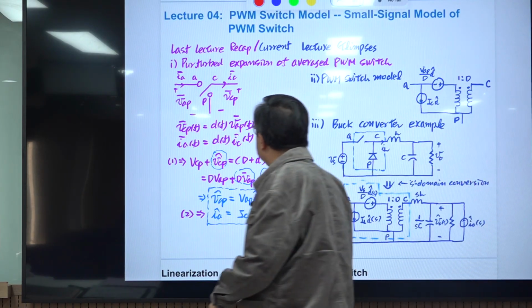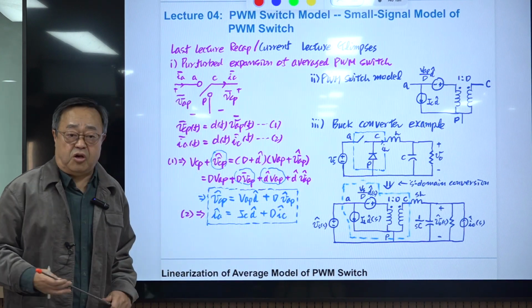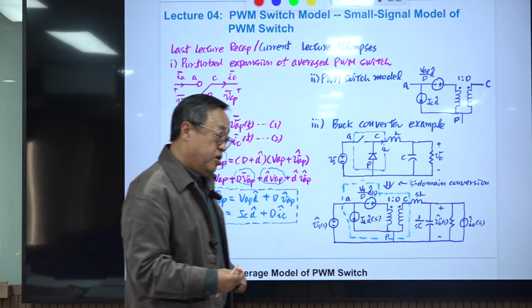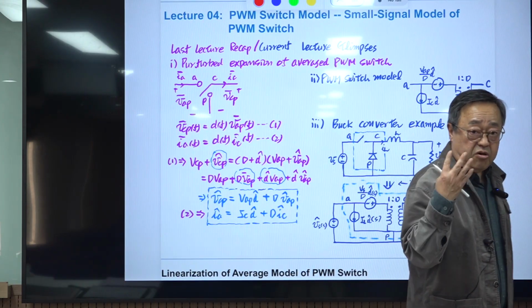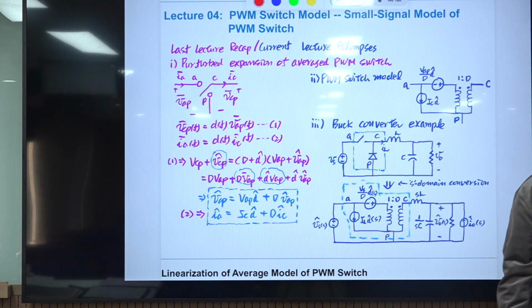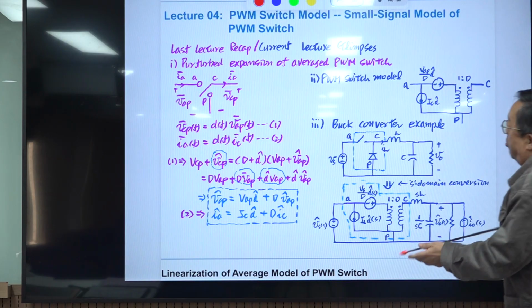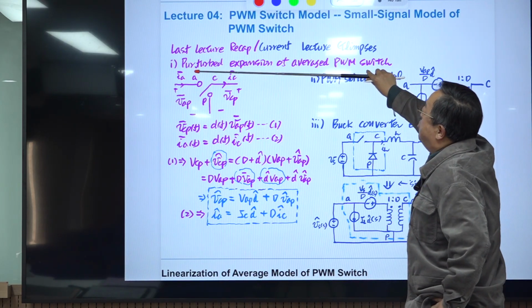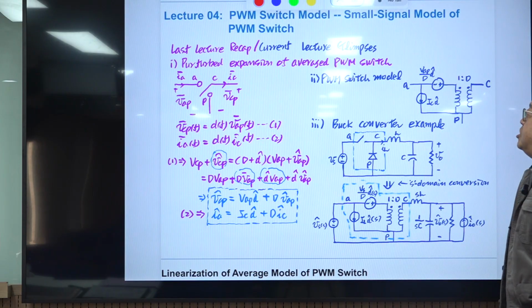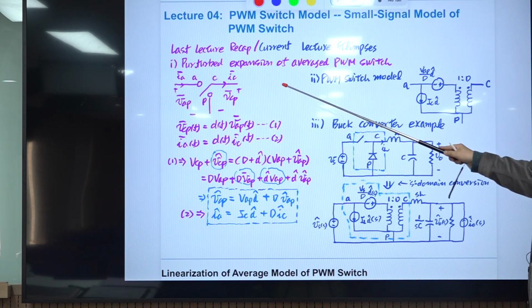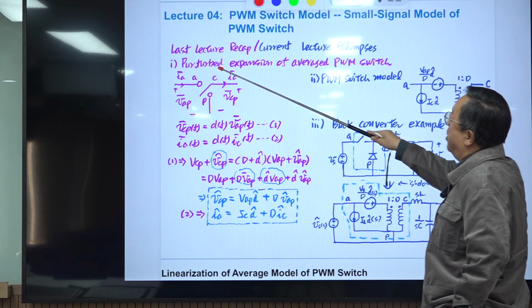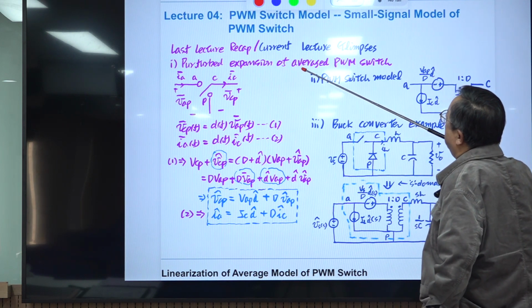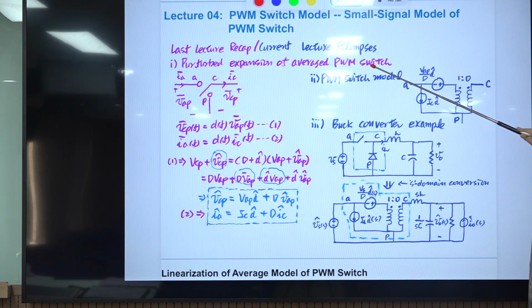Okay. In the last lecture, we went through all the details about the linearization process of nonlinear relationships. We discussed 3 different approaches. The first one is truncated Taylor expression, the second one is the local slope concept, and the final one is the perturbed expansion of a nonlinear relationship. So we'll be using the last concept. We'll apply that step, the perturbed expansion concept, to the averaged PWM switch model.